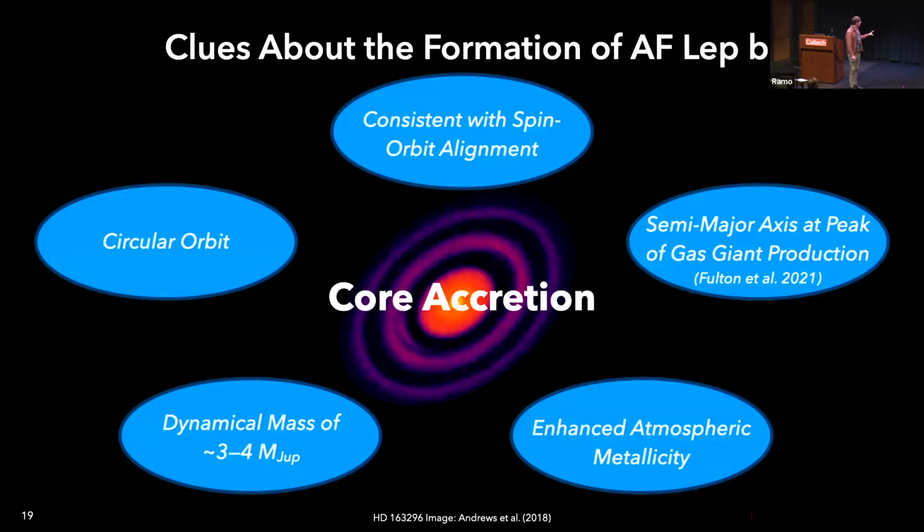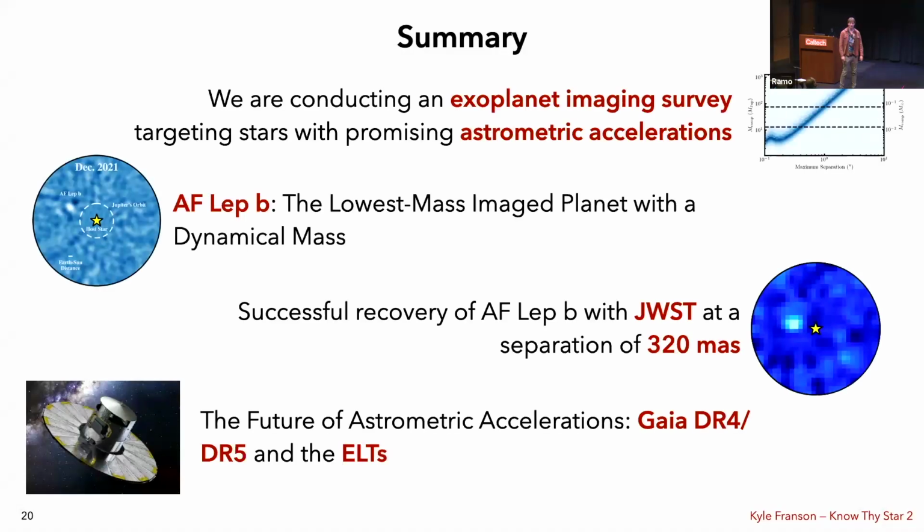To go from the discovery of the planet to assembling such a well-mapped SED and orbit, and of course having this dynamical mass measurement, really speaks to the science that we can carry out with these surveys informed by precision astrometry. With that, I'll put up my summary points and take questions. Thank you.